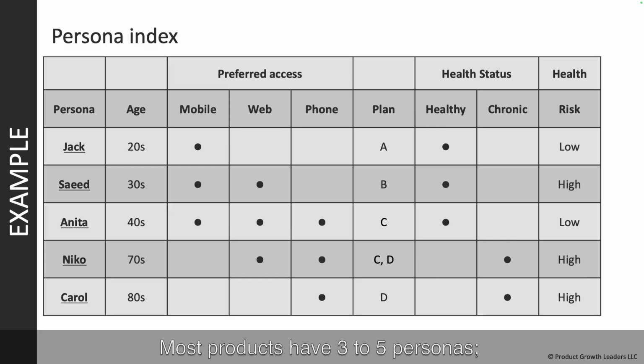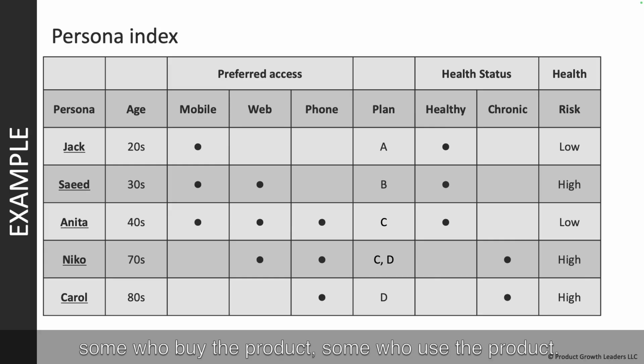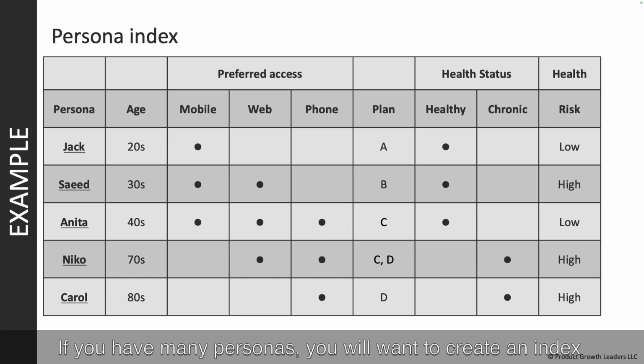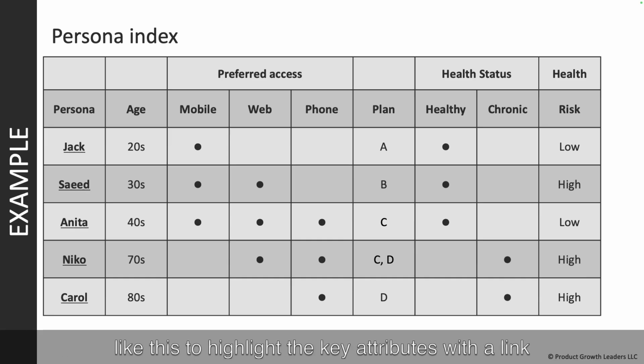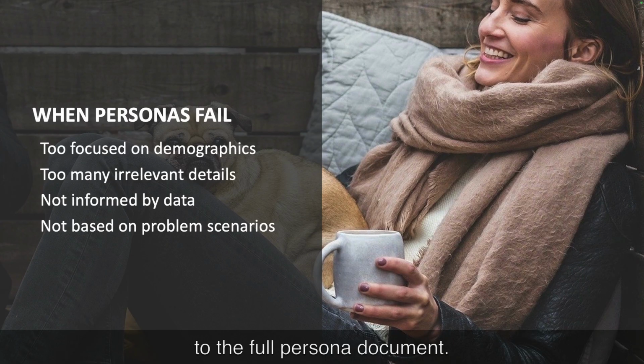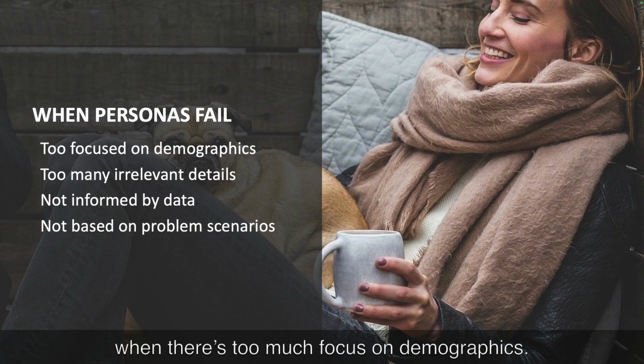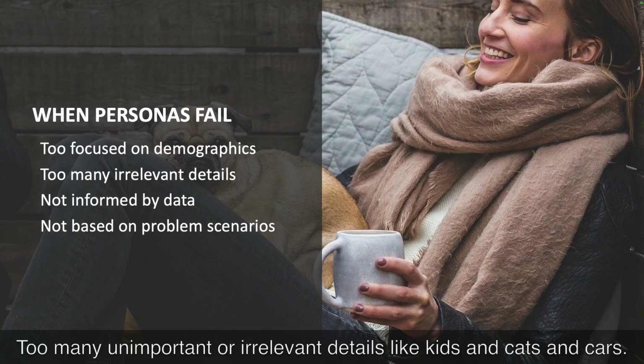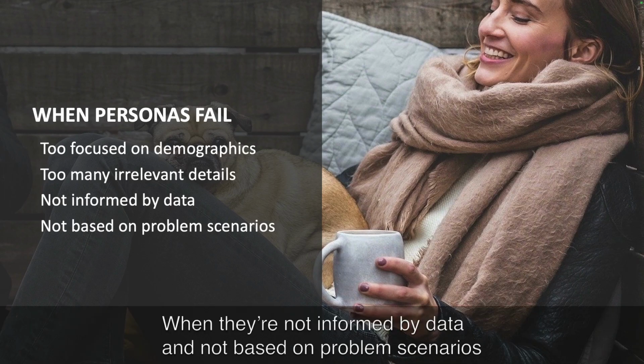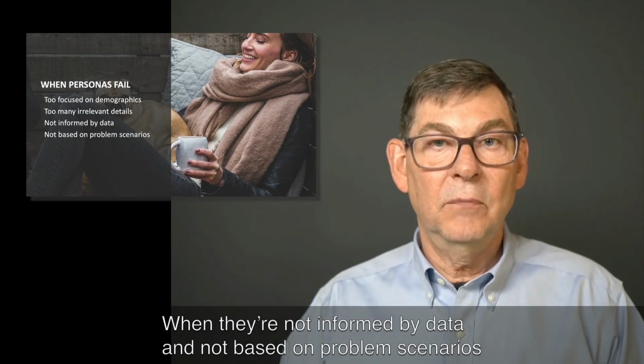Most products have 3 to 5 personas. Some who will buy the product, some who will use the product. And if you have many personas, you'll want to create an index like this to highlight the key attributes with a link to the full persona document. Personas fail when there's too much focus on demographics, too many unimportant or irrelevant details like kids and cats and cars, and when they're not informed by data and not based on problem scenarios.